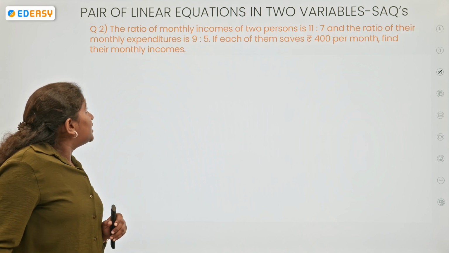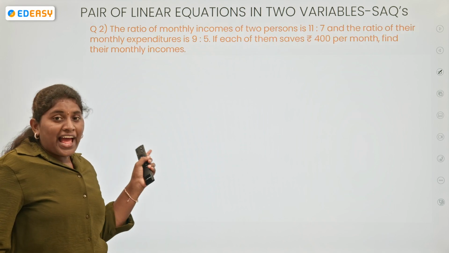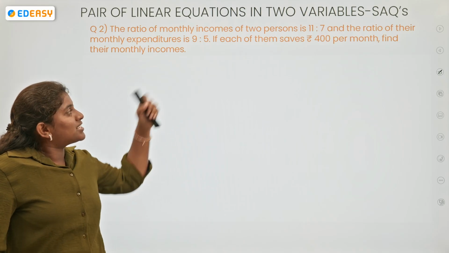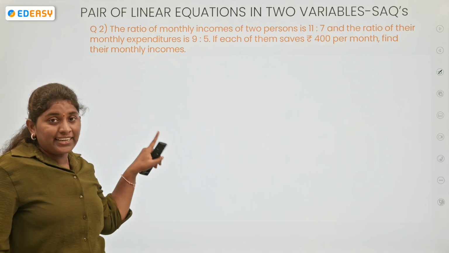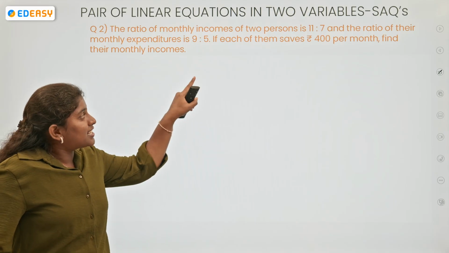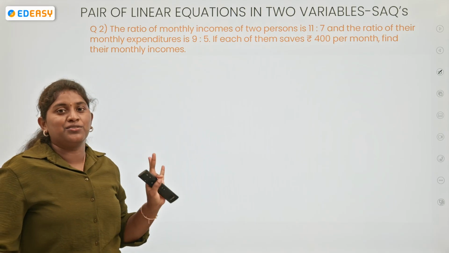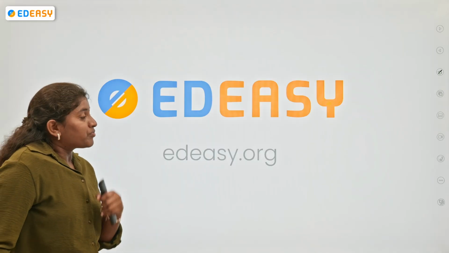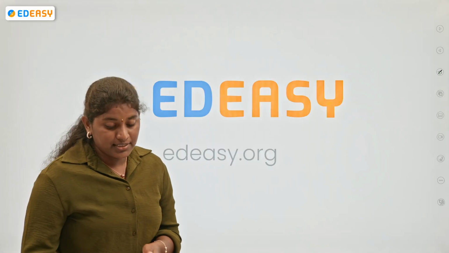Okay. Now, an income and expenditure problem, right? The income ratio they gave as 11 is to 7, expenditures they gave as 9 is to 5, and savings they gave as 400. Simple values. Clear everyone? Yes. So, we will end the class here.